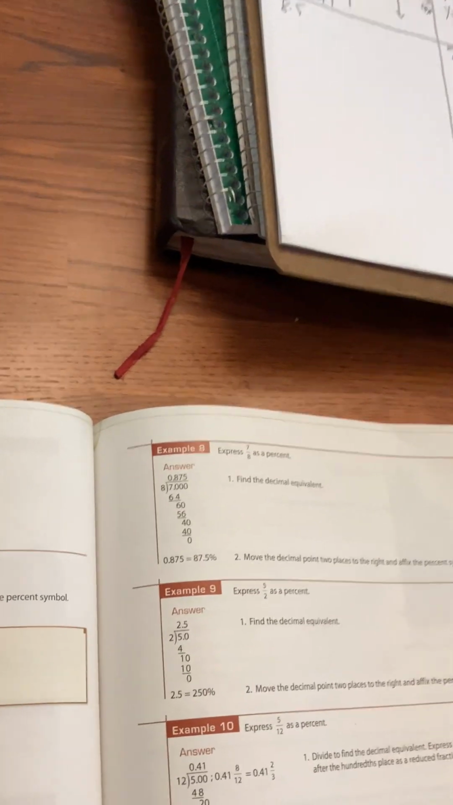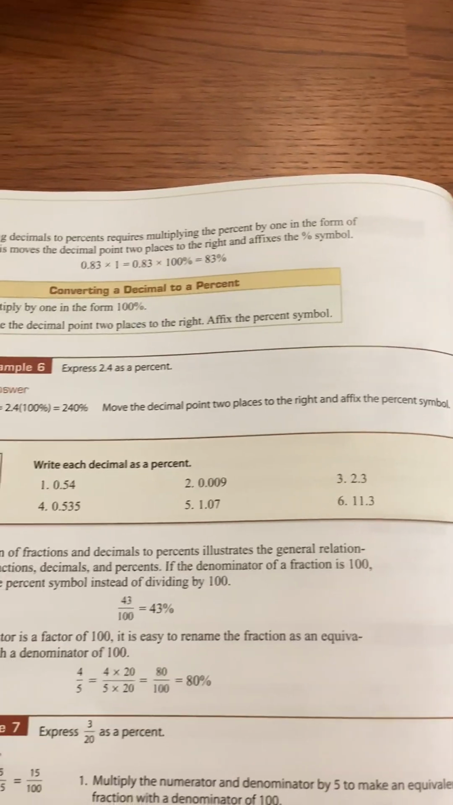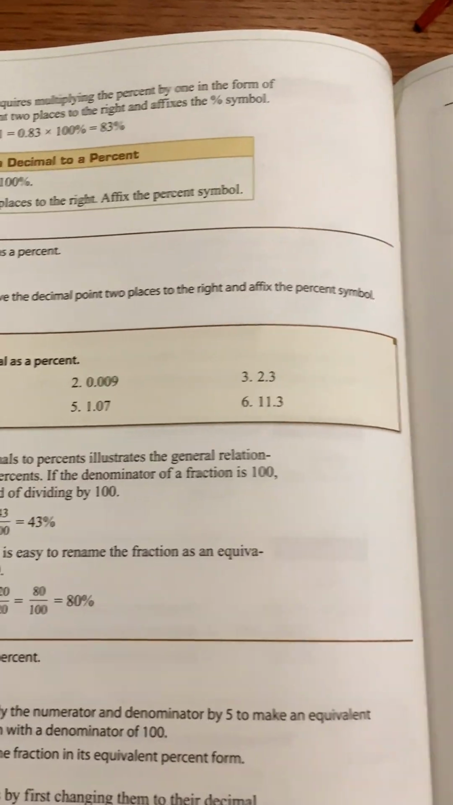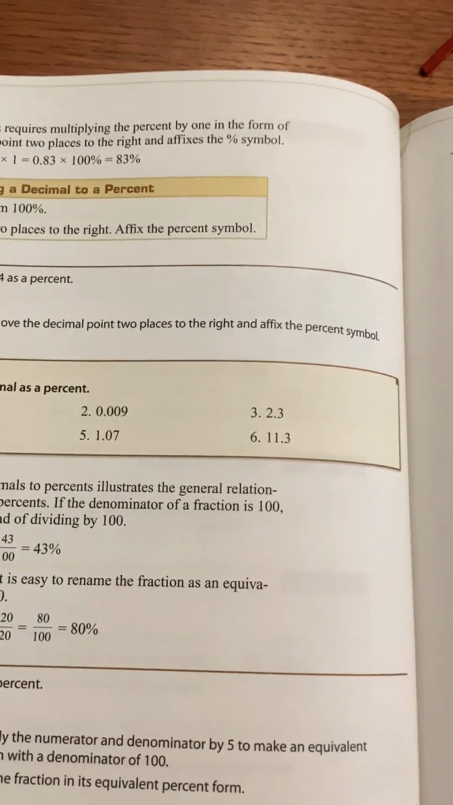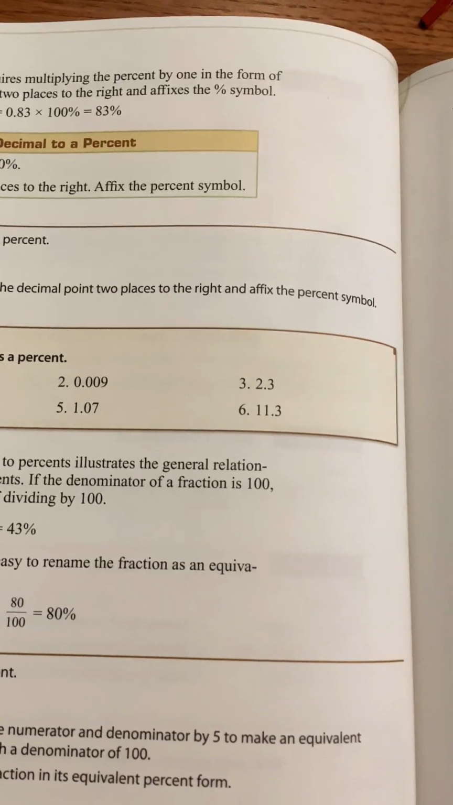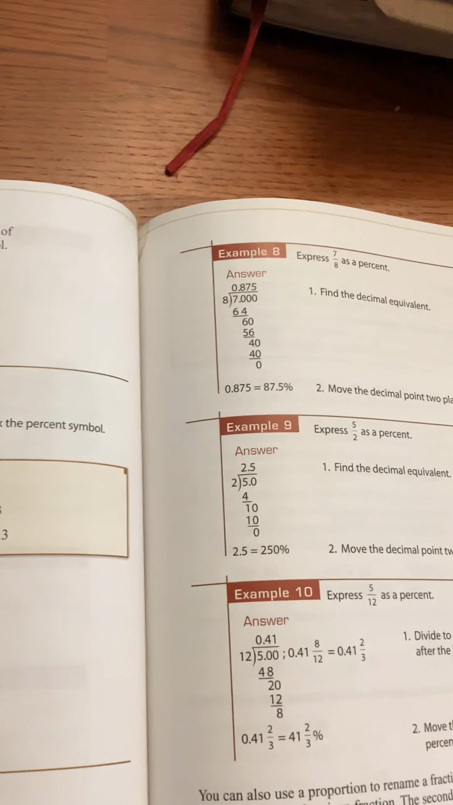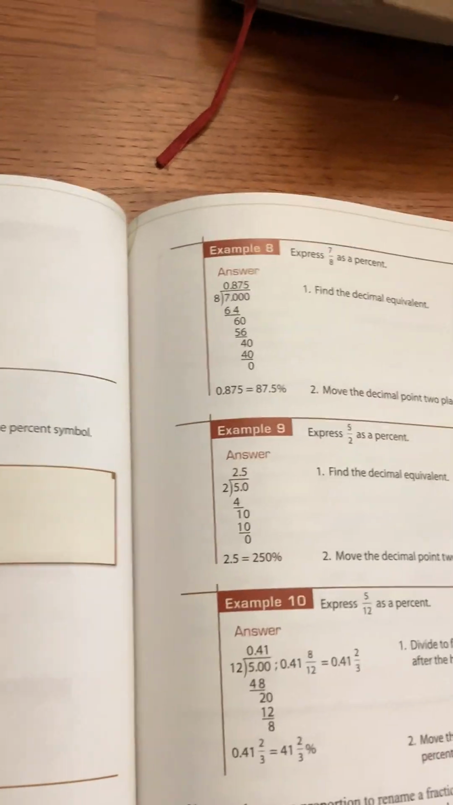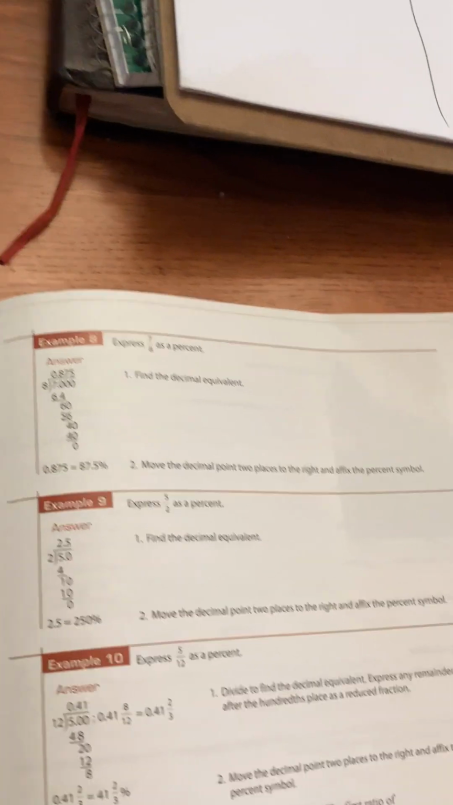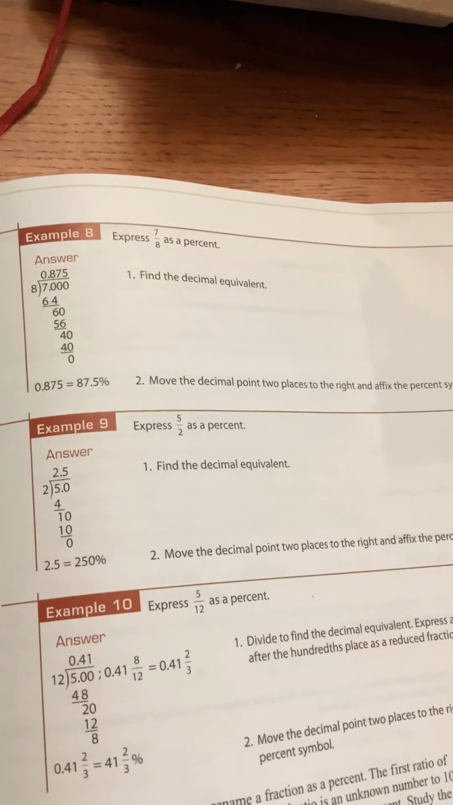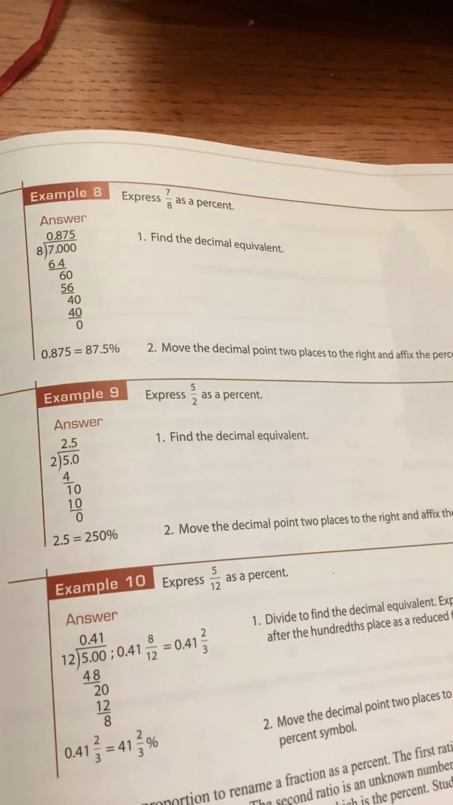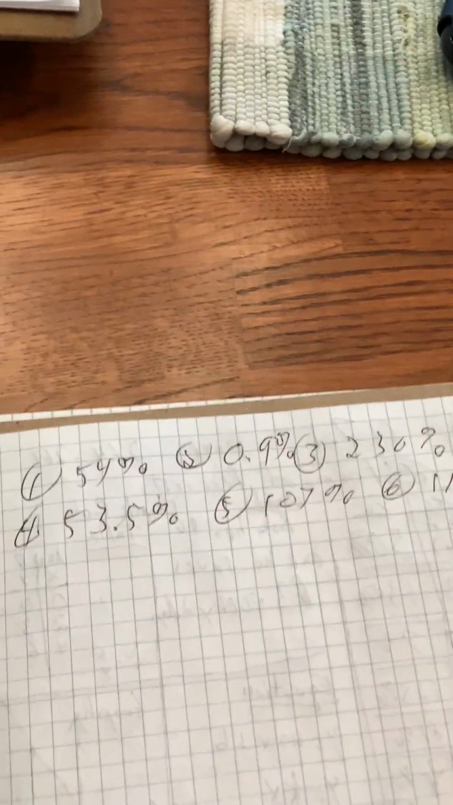Percent. How do you change a decimal to percent? You move it 2 to the right. Number 4, move it over 2, so that's 53.5%. Number 5, that's going to be 107%. And number 6, that's going to be 1,130%. So anyways, percents to decimals, you just move it over 2.